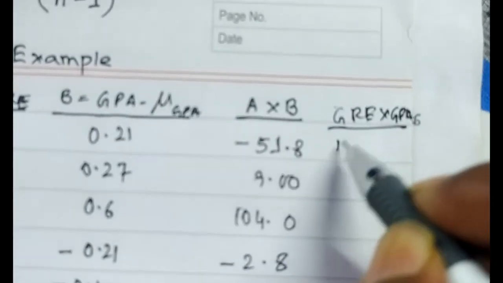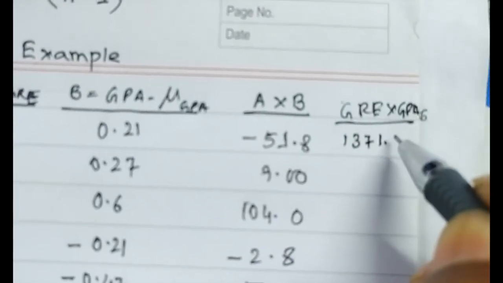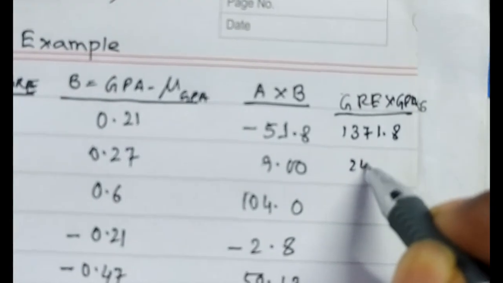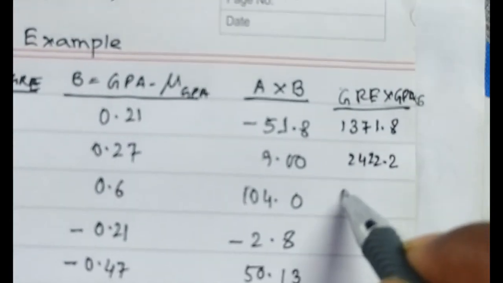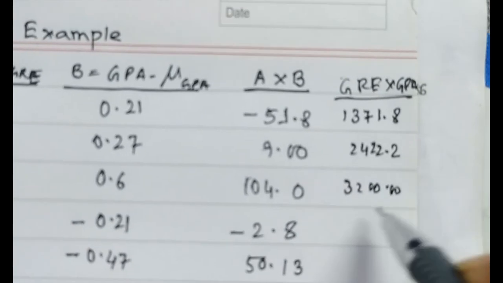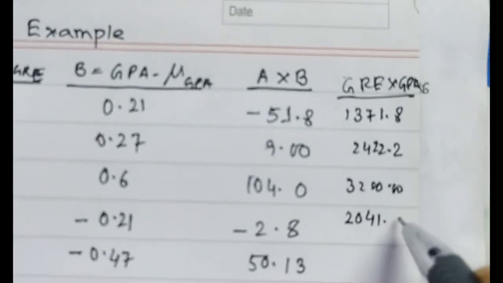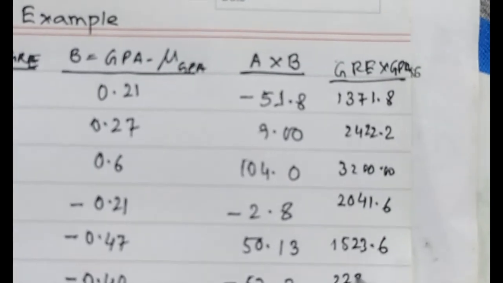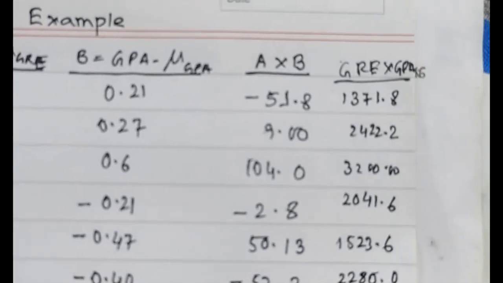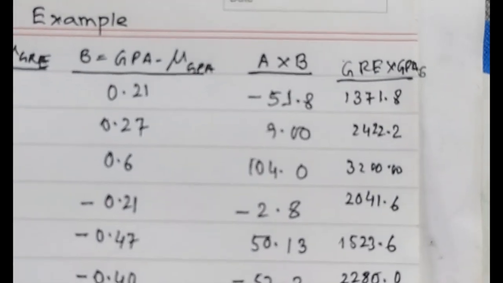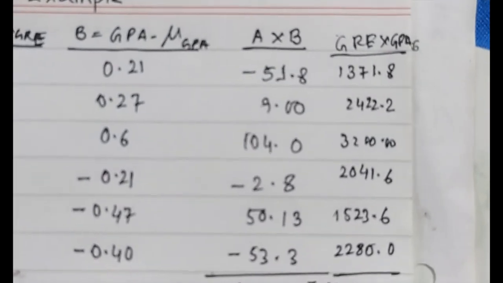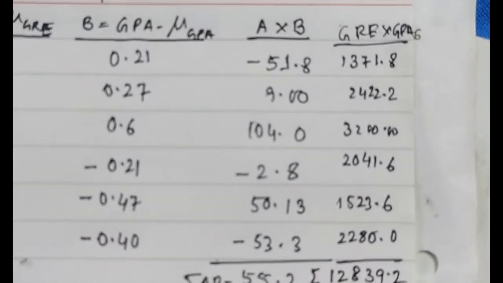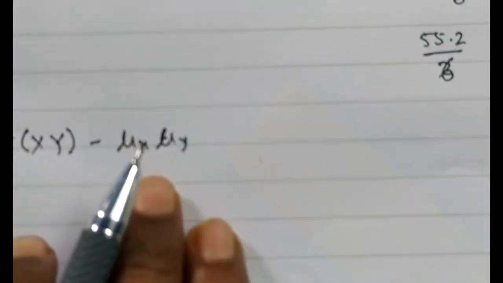So these are the values that I can get: 1371.8, 2422.2, 3200, 2041.6, 1523.6 and 2280.0. And if I take the summation of this, it will be 12839.2.